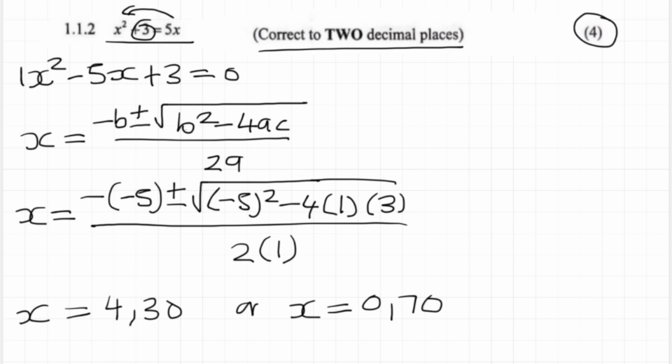So with this, we took those 4 marks, because 1 mark is for standard form and the second one is for substitution. The other 2 marks are for the final answer. Let's move on to the next.